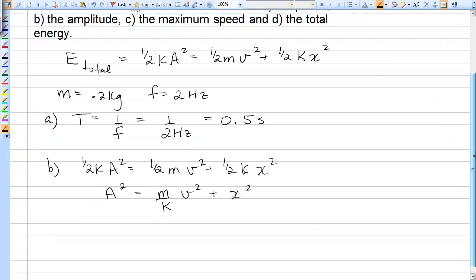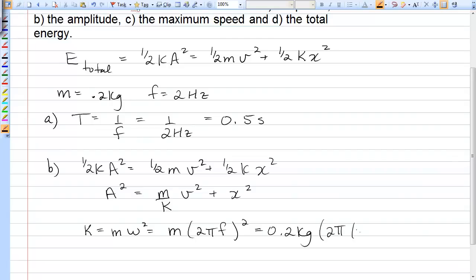So we're going to need the spring constant. And the spring constant, by definition, is m omega squared, or m times 2 pi f all squared. So working out the spring constant for this particular spring, we have 0.2 kilograms times 2 pi times 2 hertz all squared. And we get a spring constant of 31.6 newtons per meter.